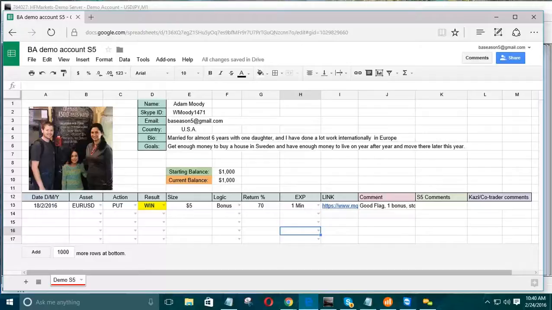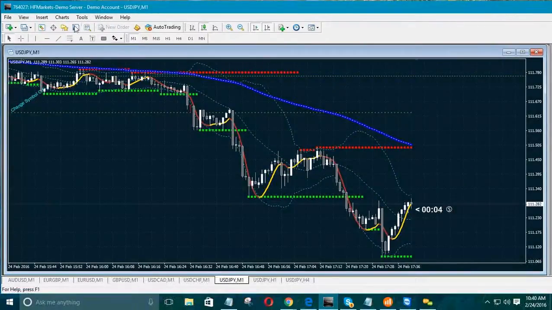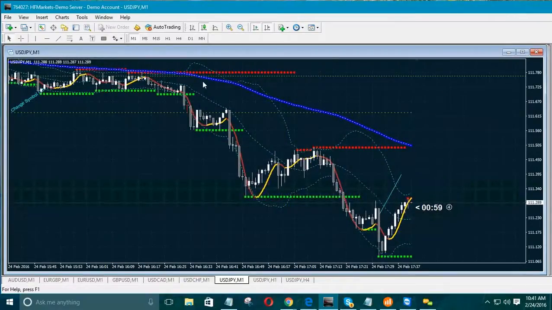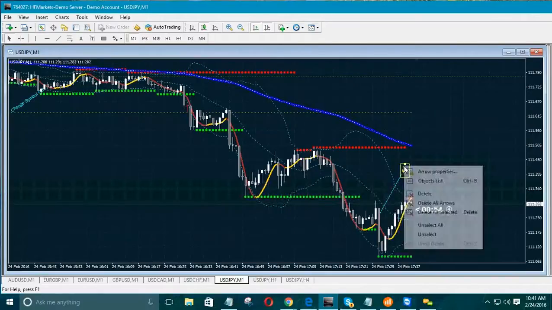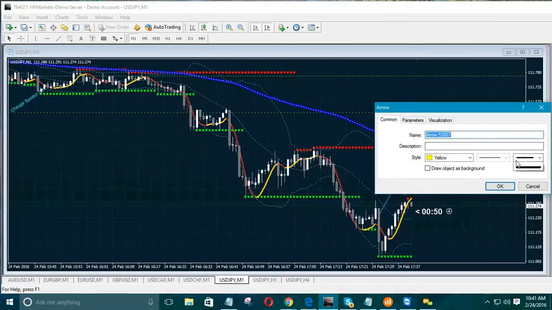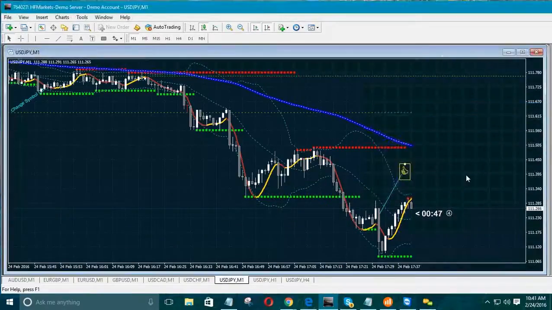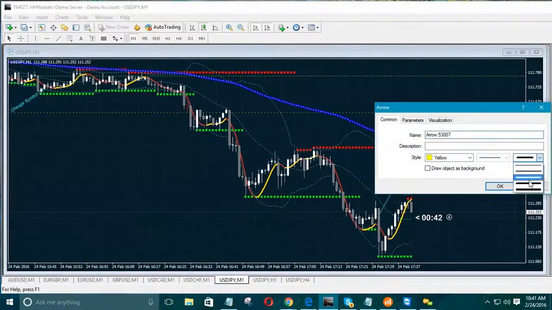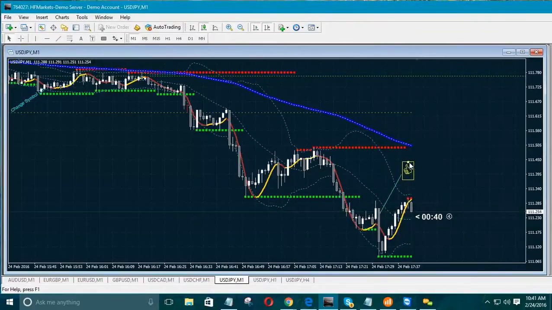Okay, Dirk says, Adam, the Kazi tool thumbs up is way too small. How can you make it bigger? Come in here, say this is a flag candle here. You go to your thumbs up, double click it, then right click, go to arrow properties, go to common, and you can change the size of it here. That makes it bigger. The largest size you can make it is like this. So you can make it larger, make it smaller.